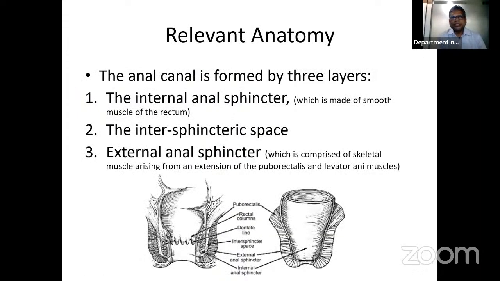About the relevant anatomy, the anal canal is formed by 3 layers. The internal anal sphincter, which is made of smooth muscle of the rectum. Then we have an intersphincteric space in between the internal and external anal sphincters. And the external anal sphincter, which is comprised of skeletal muscle arising from an extension of the puborectalis and levator ani muscles.